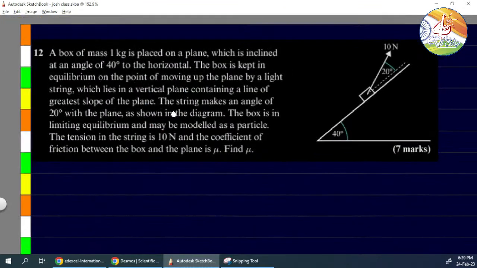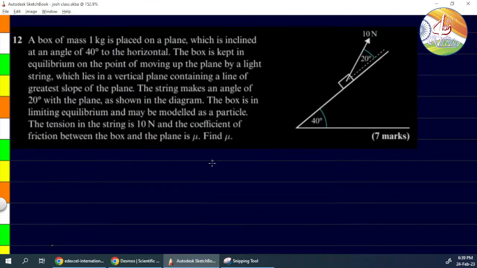Next, a box of 1 kg. Is it the same? No, tension is known here, right? So the downward force is 1 kg, which means just g. It is inclined at 40 degrees. The box is kept in equilibrium, on the point of moving up the plane. So the box is trying to move upwards, so motion is upwards.